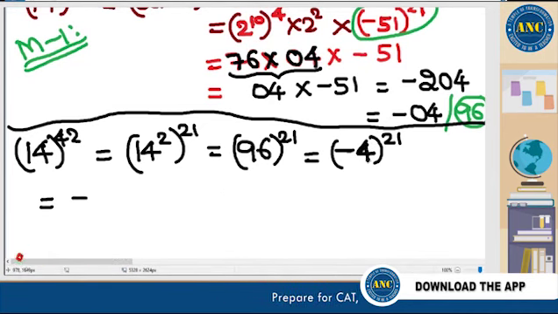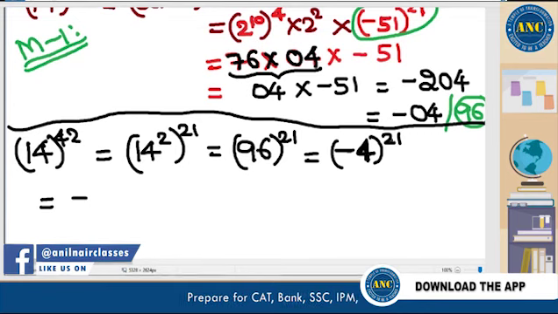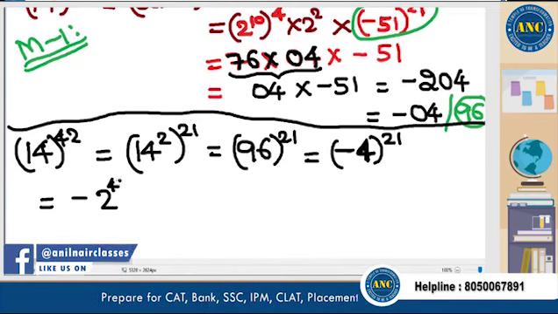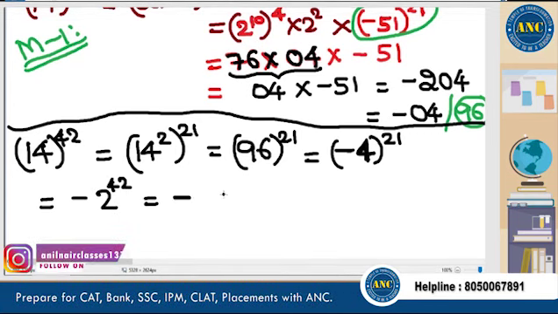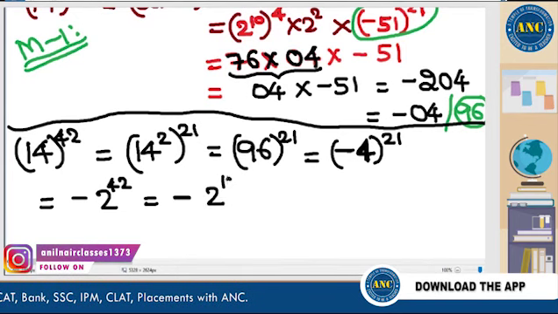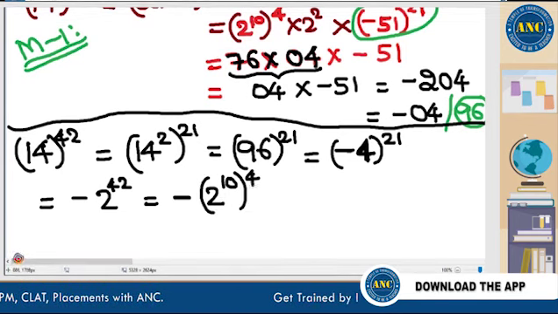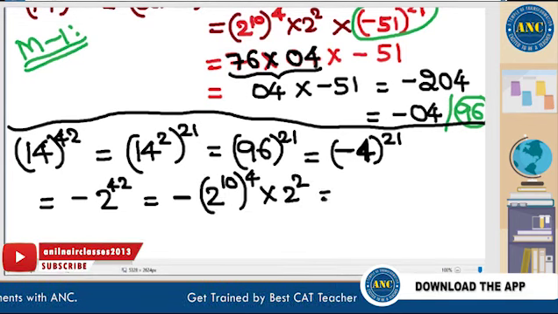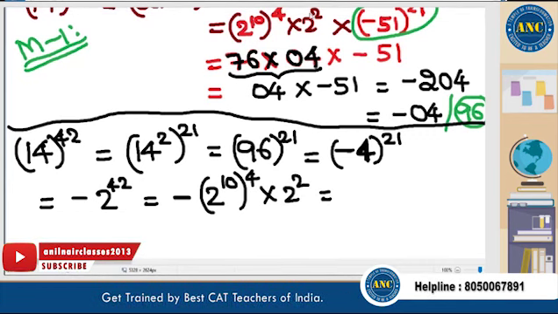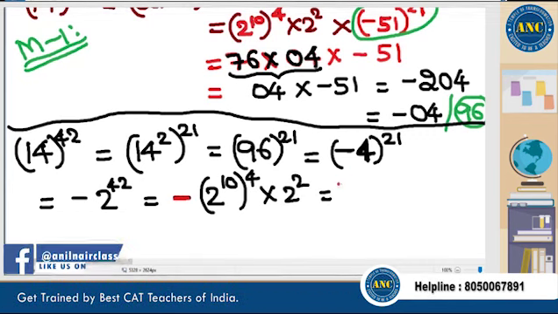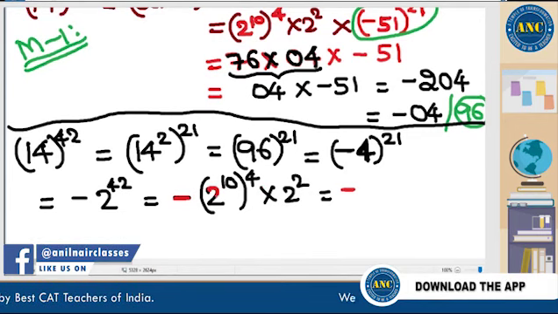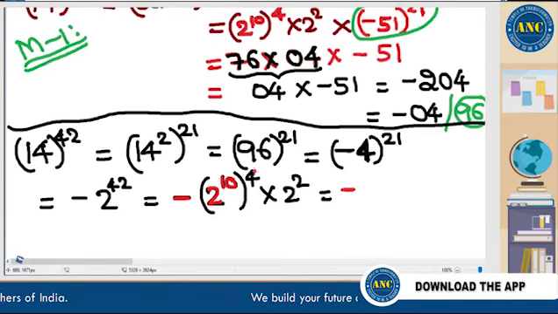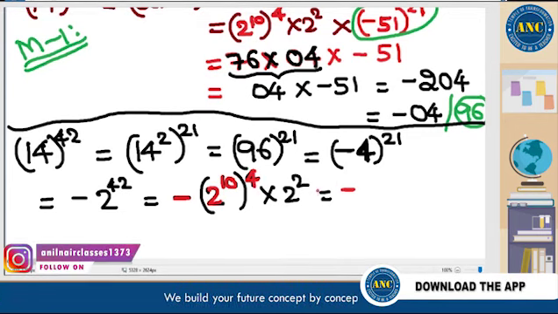4 is nothing but 2 square. 2 square power 21. It is 2 power 42. Keep that negative as it is. 2 power 42 is 2 power 10 power 4 into 2 power 2. Same thing apply again, sir. Why are you thinking that it's a very difficult question? Negative. 2 power 10 is 24. 24 power even is 76.